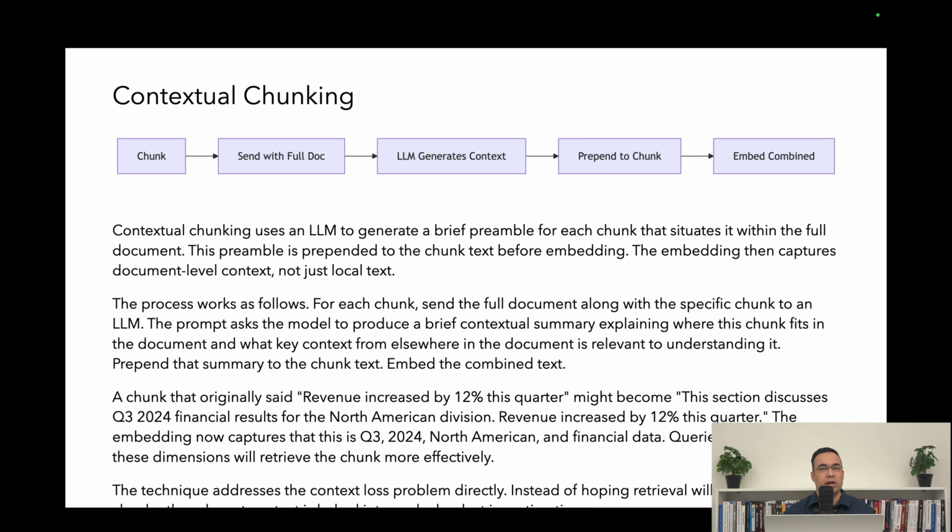Contextual chunking can be combined with hierarchical chunking. Use contextual preambles on child chunks, then still expand to parents at retrieval time. This provides both document level context in embeddings and extended context in the LLM prompt.